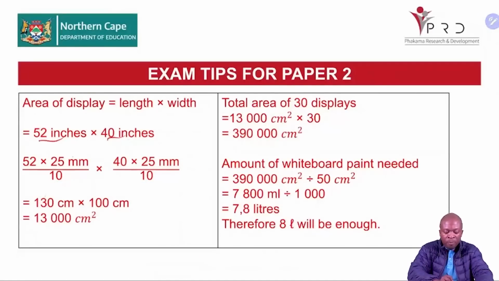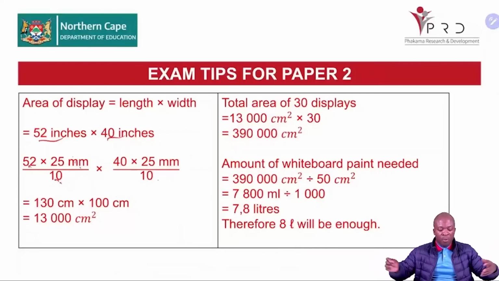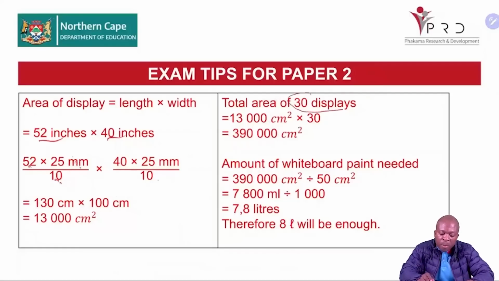Once you convert them, you have your 52 times 25.4, it will give you millimeters. From millimeters to centimeters, we're dividing it by 10. That's why you see that we are dividing by 10 here for both ones. So we have 130 by 100, that will give us what? 1,300. Okay, we are looking for how many display boards? We have 30 of them. Each one is 1,300 centimeters squared. So you multiply it by the number of display boards, which is 390,000 centimeters squared, which we need to paint.